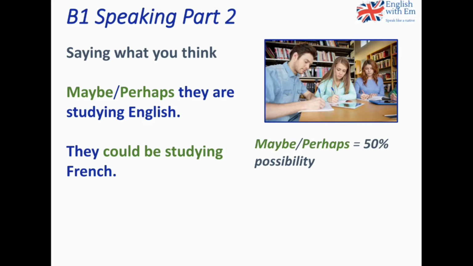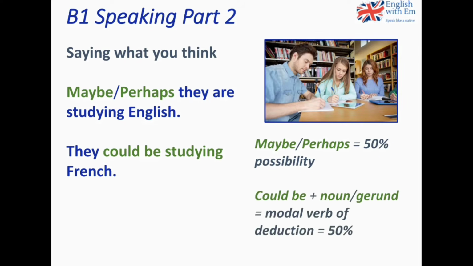Now, this is an example of a modal verb of deduction, and I have a couple of videos about these, which you can take a look at if you'd like a tutorial. Basically, could be, followed by a noun or a gerund, means that you think something is possible. You don't know for certain, but you think it's possible.